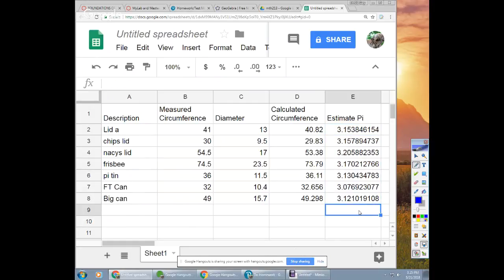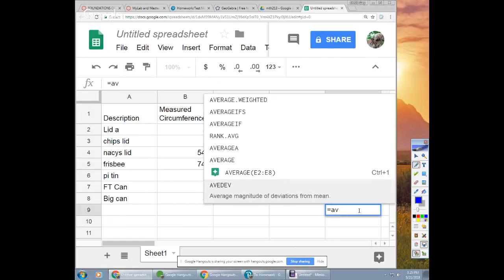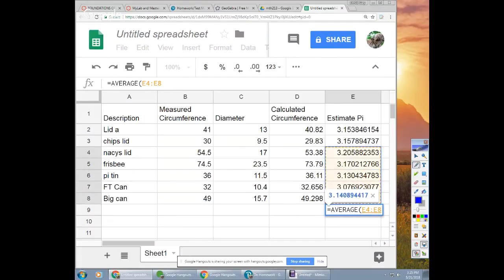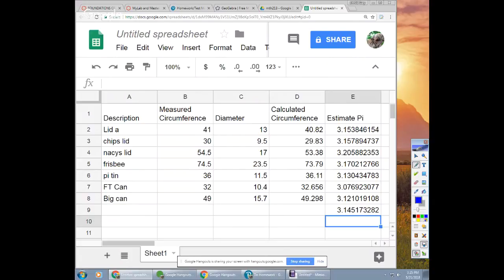I wonder what happens if I average those? Will that even out our ups and downs? Ooh, not bad, 3.145. It's getting better. Had we measured more objects, and been a little more careful in our measurements, we might even do a better job. What was harder to measure, the circumference or the diameter?